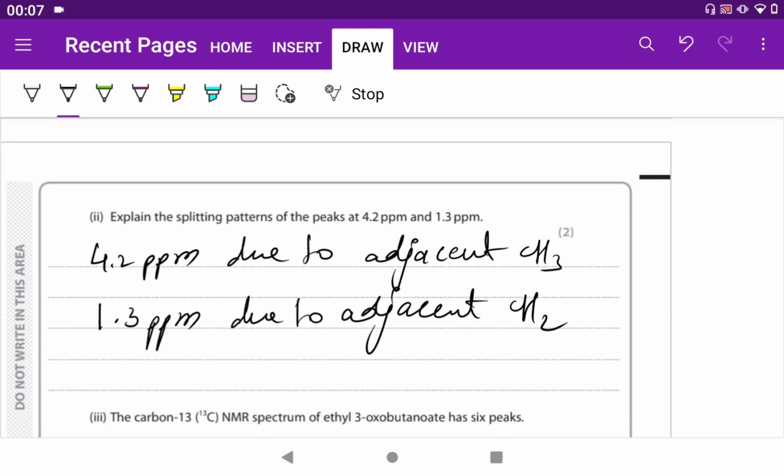So explain the splitting pattern of each of the peaks at this and this. Why is the pattern split at 4.2 ppm? Due to adjacent CH3, and in the case of this one, due to adjacent CH2.